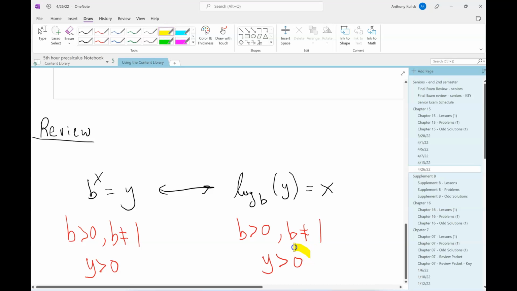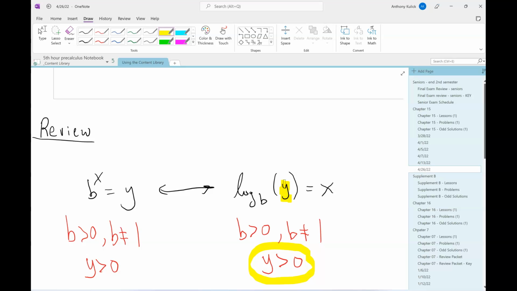The important takeaway here was that the y has to be positive. We cannot take the logarithm of a negative number. We cannot take the logarithm of 0. Those things are undefined. So that's an important finer point to make sure that we reiterate. Okay, so we can take the logarithm of positive numbers only. No negatives, no zeros. Everybody's cool?